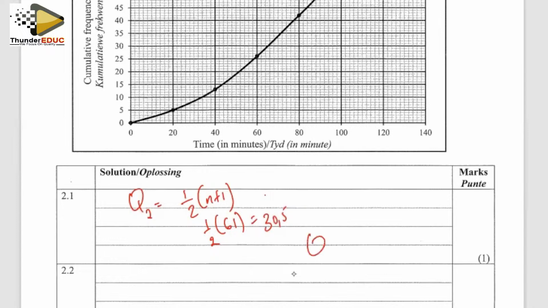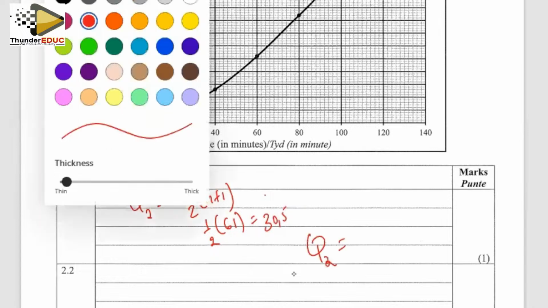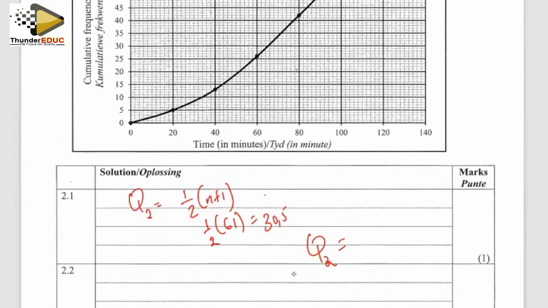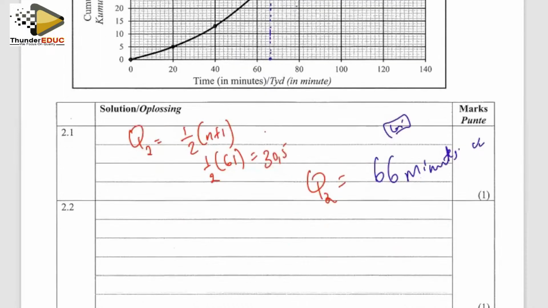But now the Q2 value from the ogive: 30,5 is around about that point. When I drop it down, I'm getting something within this line. If that is 10, which means each block is 2, so that is going to be like 66 minutes. There are people that might use a half of 60, which is 30, and the 30 will give you something like 65. So I'll go with 66. 65, they might give you also.